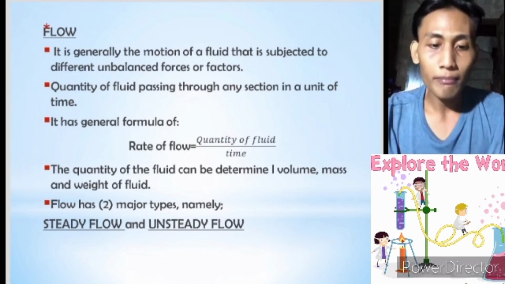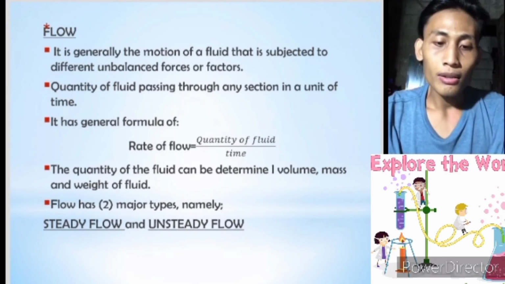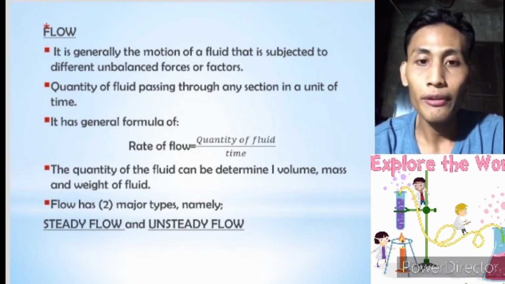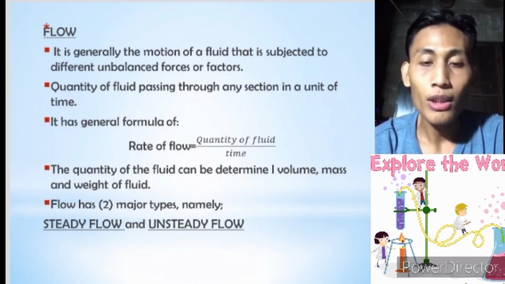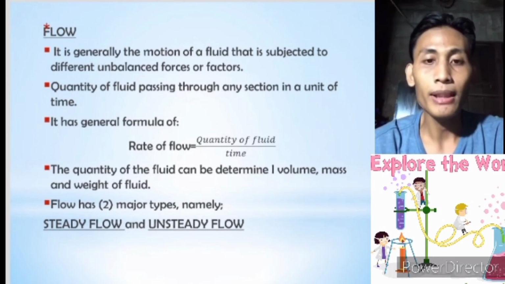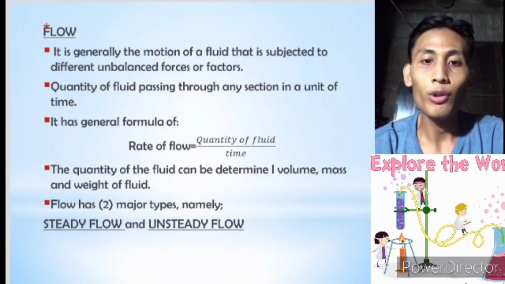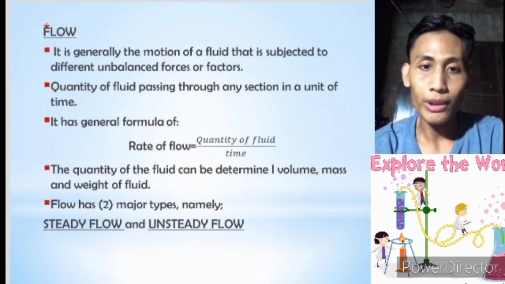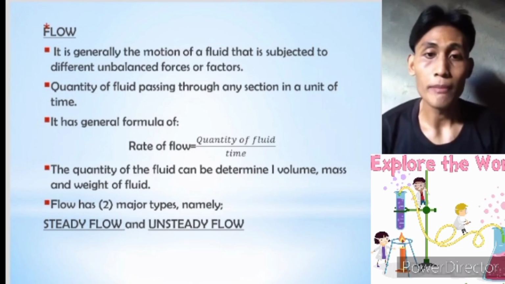So, ang flow po ay may general formula na rate of flow is equal to quantity of fluid divided by time. So, dun po sa general formula ng flow na rate of flow equals quantity of fluid divided by time, yung quantity of fluid po, dun we can determine it through volume, mass, and weight of fluid. Ang flow po ay may dalawang major types. Ito po ay ang steady flow and unsteady flow.